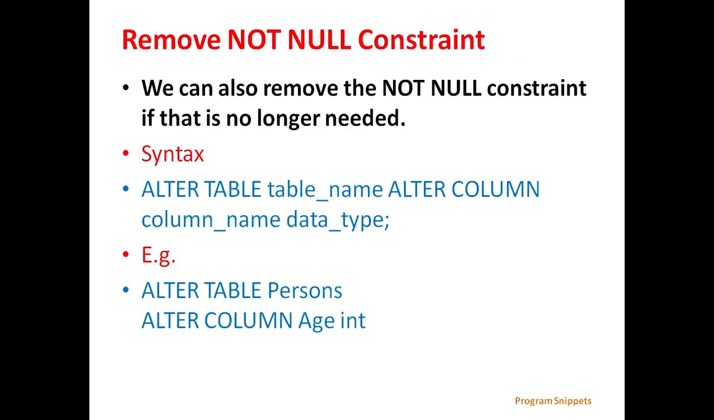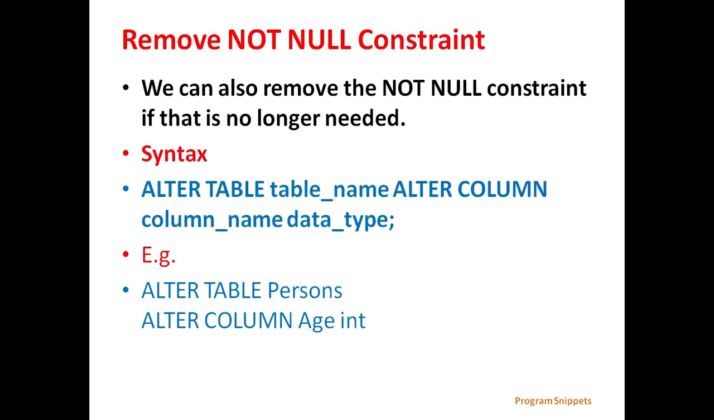We can also remove the NOT NULL constraint if it is not needed, using ALTER TABLE, table name, then ALTER COLUMN, column name, and only the data type. For example, ALTER TABLE person and then ALTER COLUMN age integer. Here it will remove the NOT NULL constraint from the field age.